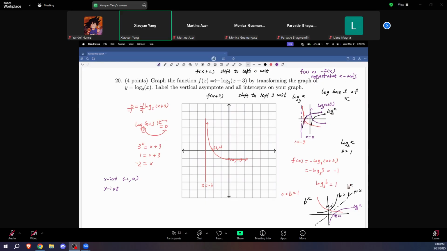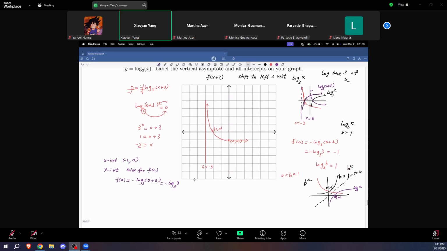What about the y-intercept? How to find the y-intercept? You just simply solve for f of 0. If this is a function, we have f of 0 equal to negative log base 3 of 0 plus 3. What's that equal to? Negative log base 3 of 3. What is this equal to?